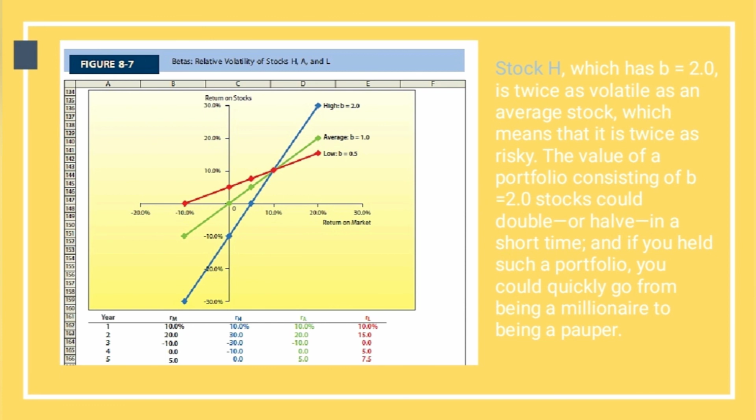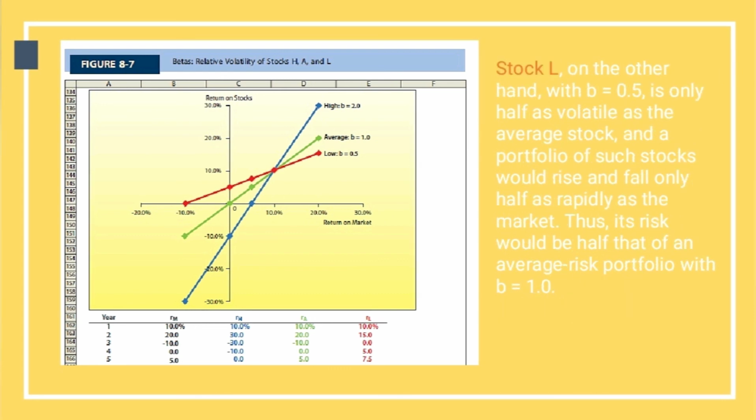Stock H, which has a beta of 2, is twice as volatile as an average stock, which means that it is twice as risky. The value of a portfolio consisting of beta 2 stocks could double or halve in a short time. Stock L, on the other hand, with a beta of 0.5 is only half as volatile as the average stock, and a portfolio of such stocks would rise and fall only half as rapidly as the market. Thus, its risk would be half that of an average risk portfolio with a beta of 1.